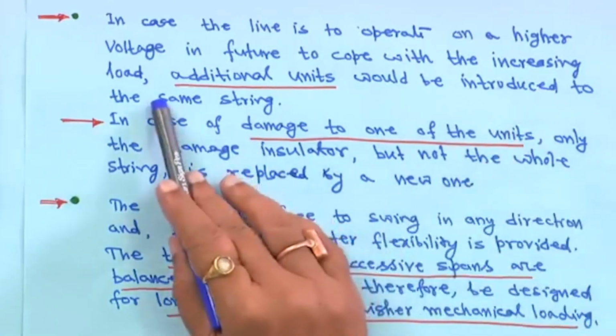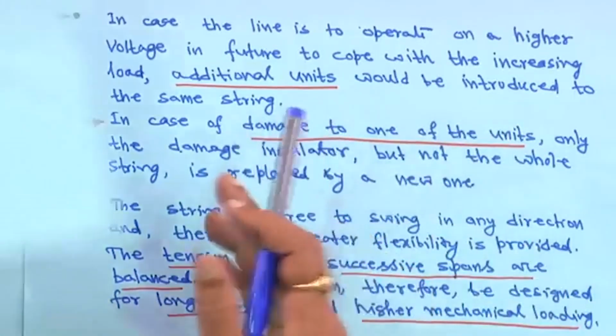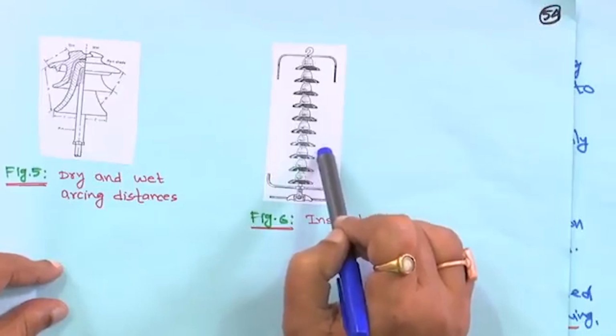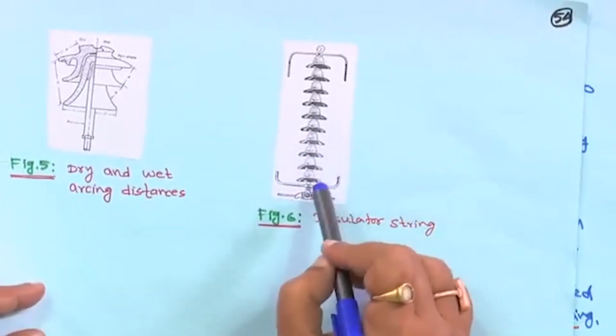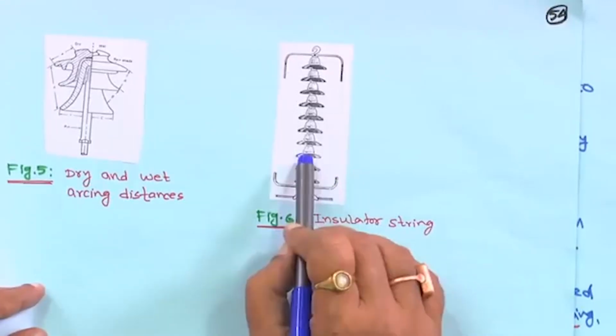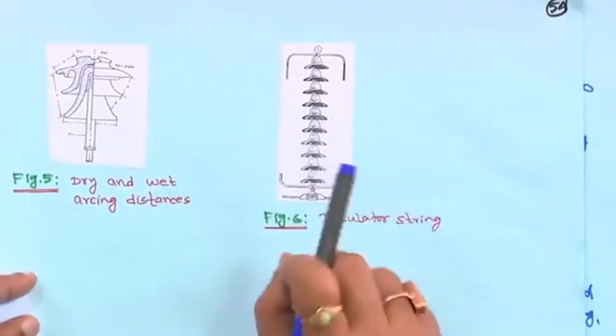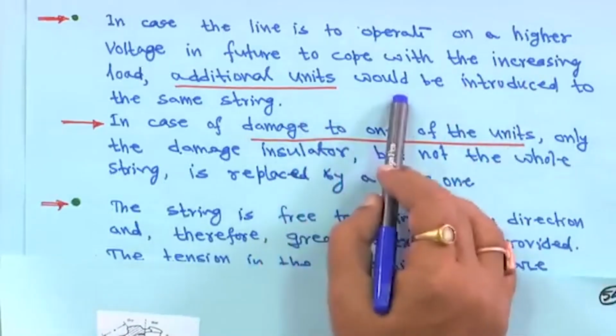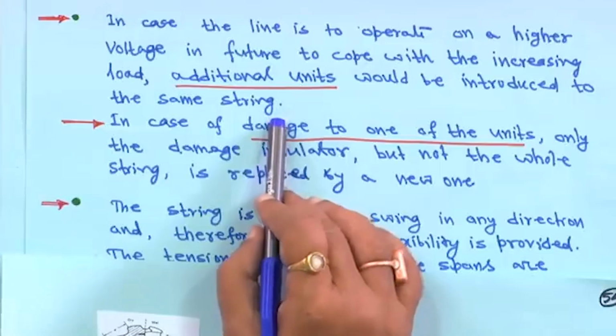The second advantage is that if the line is to operate on a higher voltage in future, to cope with the increasing load, additional units can be introduced to the same string. That means, suppose it was operating at 132 kV and now we want to increase the voltage level. In that case you can connect more pieces to the string, such that the voltage level can be increased. That option is there.